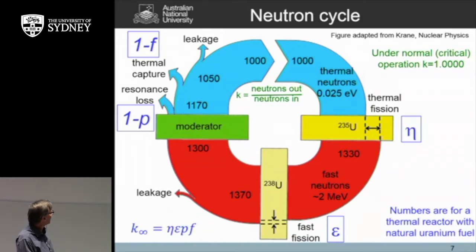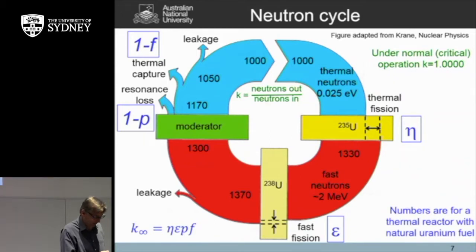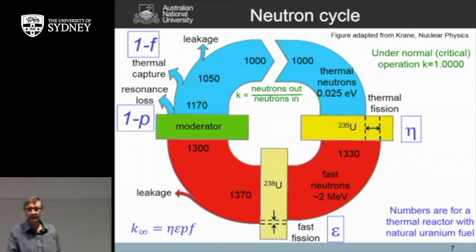Now in this process you can have losses. You can have losses due to resonance capture, which I'll explain. It's this quantity p, which is called the resonance escape probability. It takes out some neutrons. You can have some thermal losses and leakage. Then you have the thermal capture on the fuel. And at the end, you're left with 1,000 neutrons to continue the cycle. So this is a picture of a reactor in equilibrium.